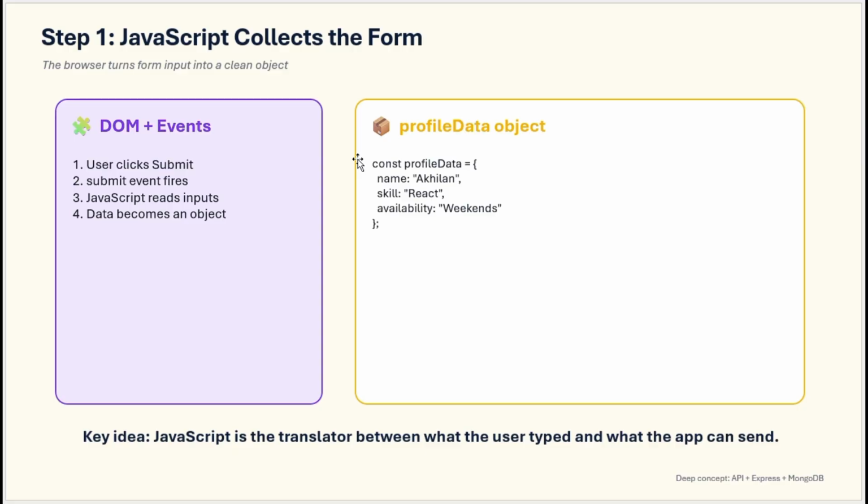So the first step happens on the front end. The JavaScript listens for a submit event, and when the user presses the submit button, the JavaScript can read the form fields using the DOM. Then it creates a clean object like profileData. This object is much easier for the app to send and understand. So instead of thinking of the form as random boxes on a page, the JavaScript turns those boxes into very structured data. This is the first transformation in the journey: the user input becomes a JavaScript object.